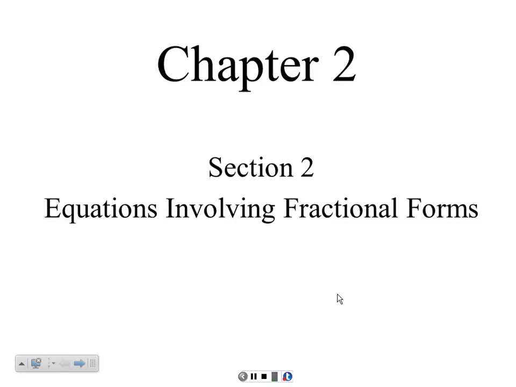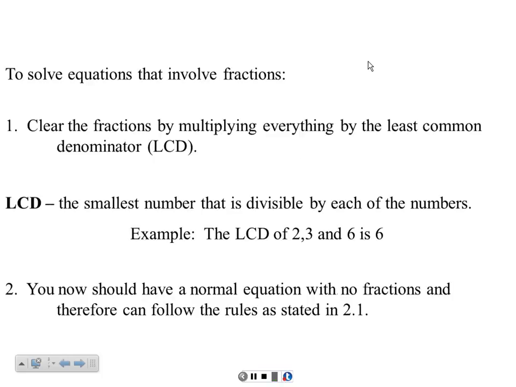Chapter 2, Section 2, Equations Involving Fractional Form. When we have equations that have fractions in them, the first thing we're going to do is get rid of those fractions because we just don't like dealing with fractions. Now, if you don't have a problem with fractions, you don't have to do this, but you need to learn how to do this so that when we get into Chapter 4, you'll understand what we're doing.